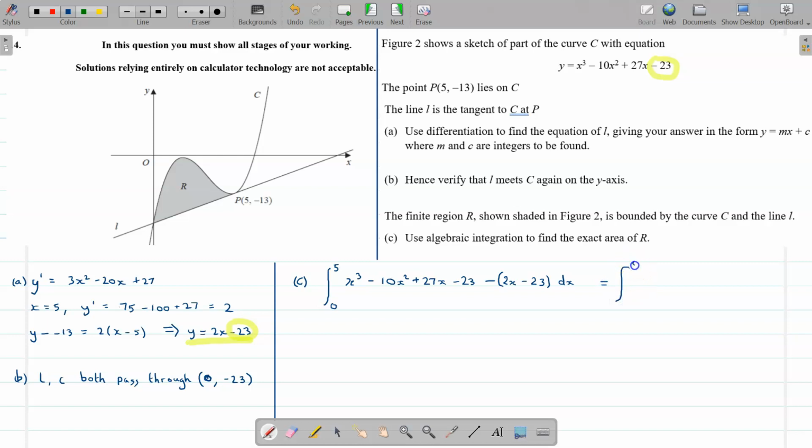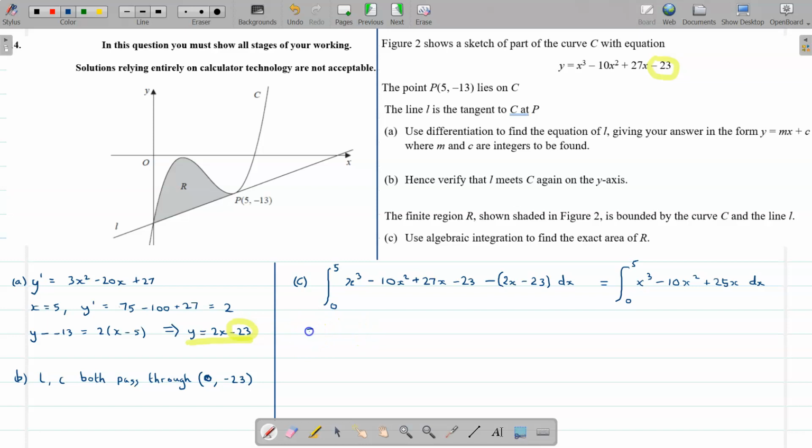So it's simply going to be the integral of, let's just write this again, just the first three terms: x cubed minus 10x squared plus 27x. In fact, with the minus 2x, it's going to be 25x. So we can just do that in one go with respect to x. Okay, and so that's quite straightforward, as I said.